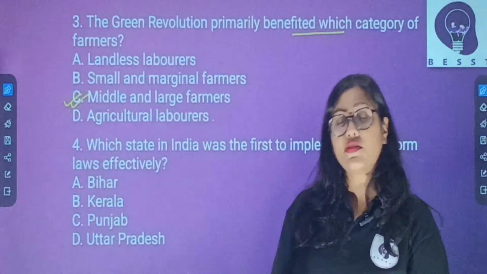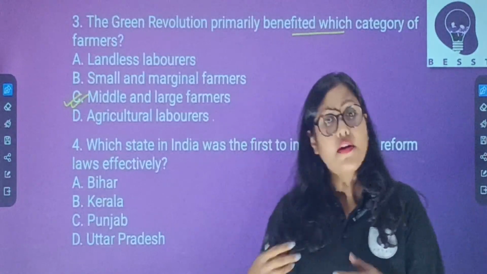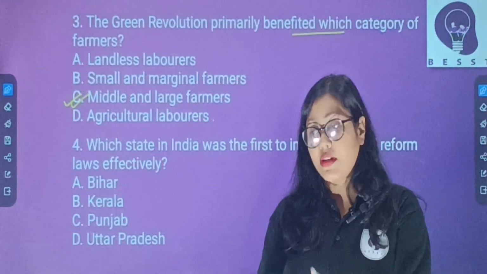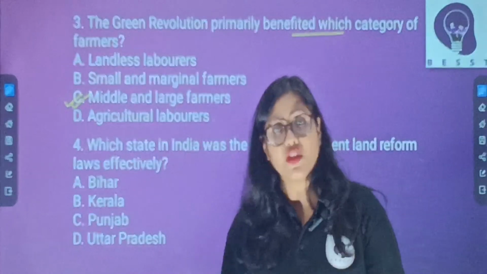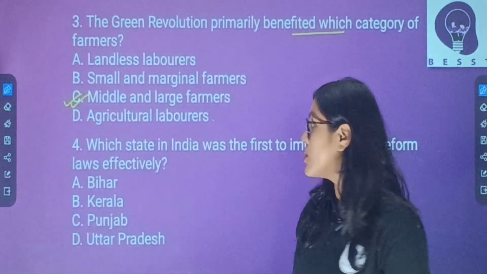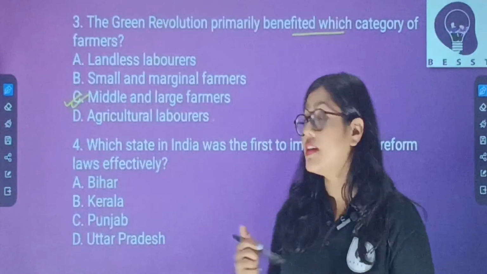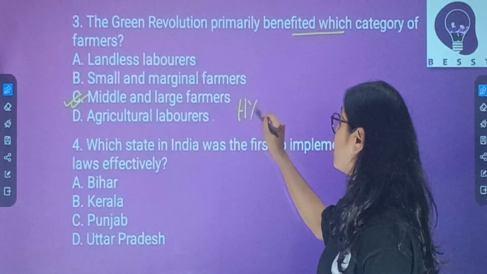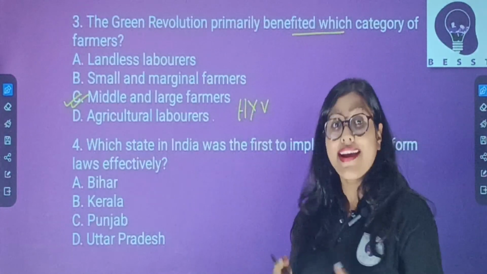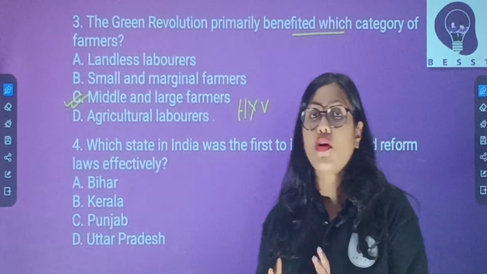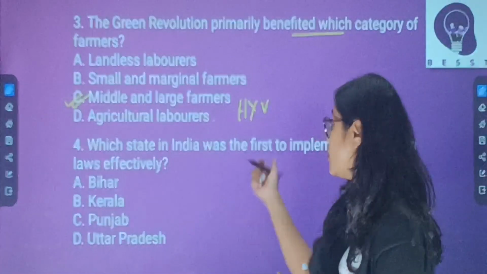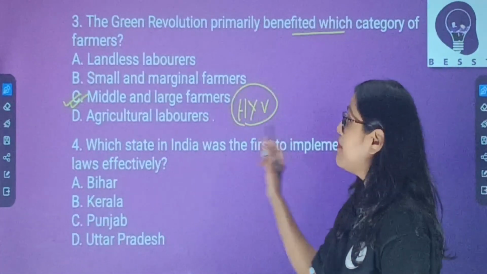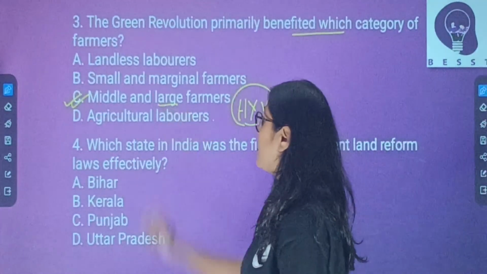Why? Because they already had the money, the wealth, and through that wealth they could invest in machinery like tractors and threshers, and HYV seeds as well. HYV seeds were very expensive, so the small farmers could not afford them. So it mainly benefited the middle and the large farmers.